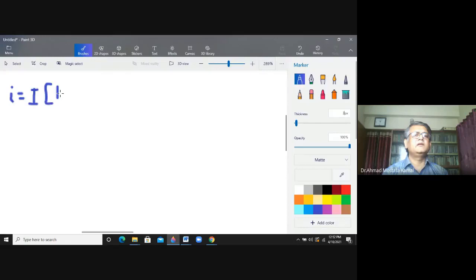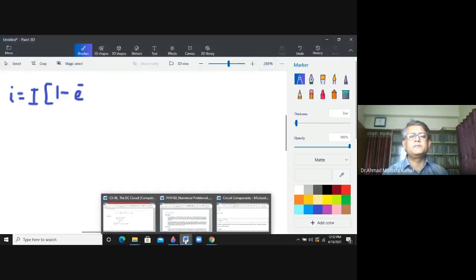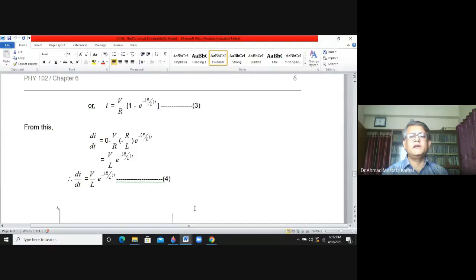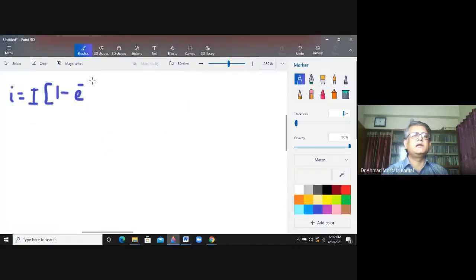I max 1 e to the power minus... we got e to the power minus R by L into T, minus R by L into T, minus R by L into T, R by L into e to the power minus R by L into T. This is the current equation. So at time t equal to L by R.